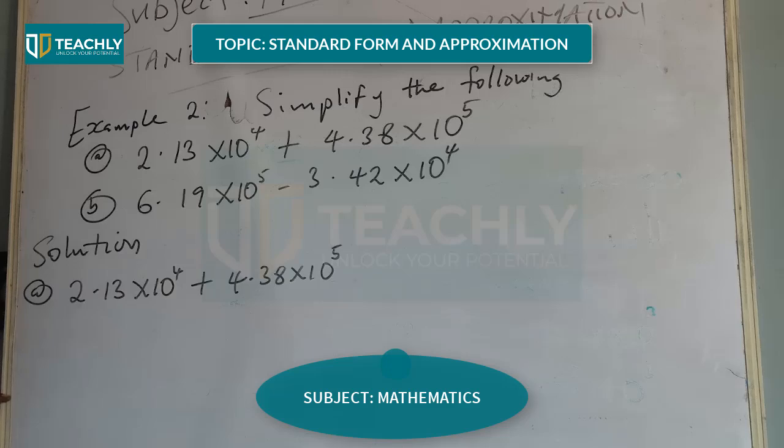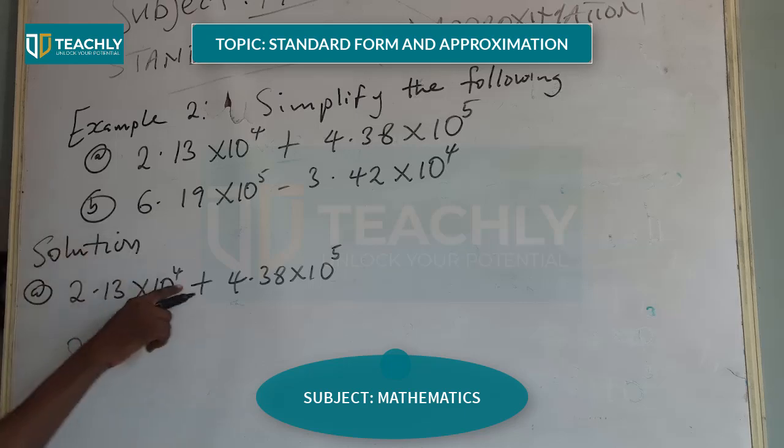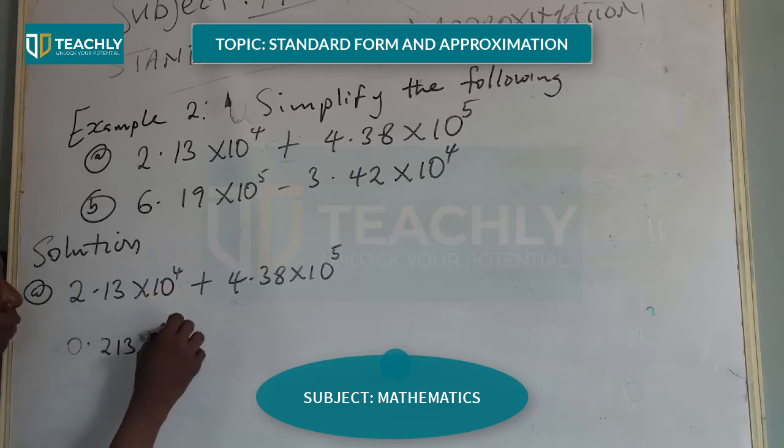Let's allow this one to be in this form. That means you can express this 2.13 as 0.213. How did I get 0.213? I shifted the decimal point from behind the 2 to the front. That's 10 to the power 1, which I now add to this one. That's 0.213 times 10 to the power 5.